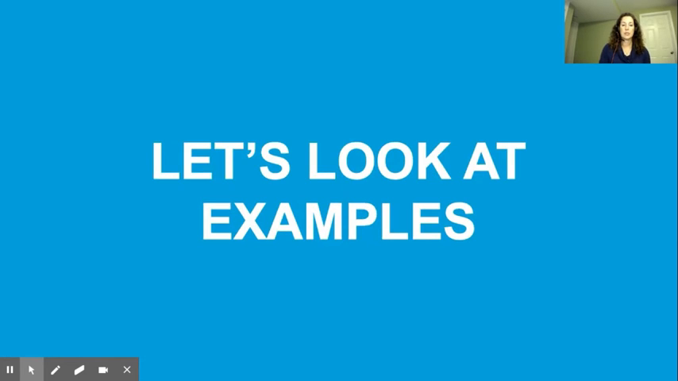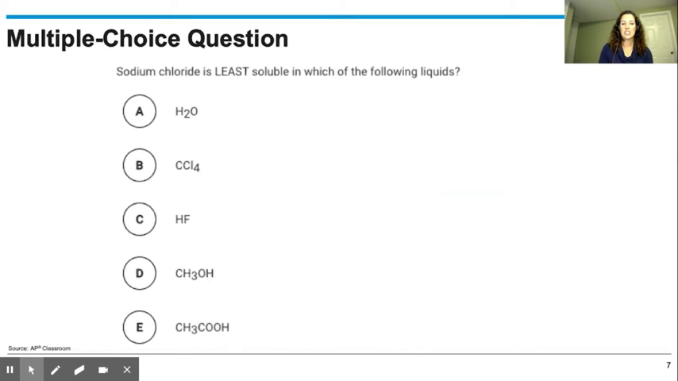Let's look at some examples. In this case, we're asked to say sodium chloride is least soluble in which of the following liquids. If I'm looking at my answer choices, I first want to think about what type of compound sodium chloride is. I know sodium chloride is ionic because I have that metal sodium and that halogen chloride there. And if I have an ionic compound, I know that's going to tend to form charged particles in solution. Therefore, those charged particles are going to be most attracted to polar solvents where they're going to have charged ends.